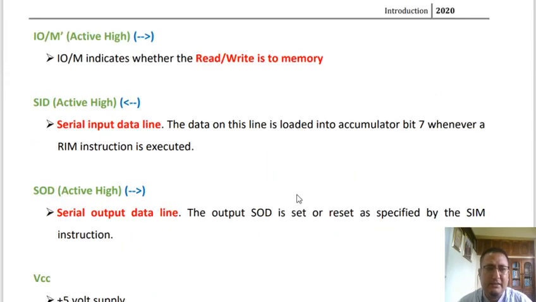Now SID and SOD. SID is an active high signal. The data on the line is loaded into accumulator bit 7 whenever a RIM instruction is to be executed. We'll come to SID and SOD when we discuss the RIM and SIM instructions. For now, just remember it is serial input data and serial output data. Both are active high signals.